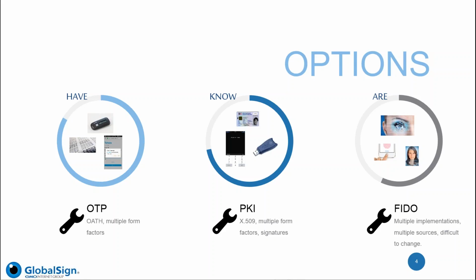Then when we go to something that you are, we talk about biometrics. And the proliferation of fingerprint scanners in mobile phones has in recent years brought biometric authentication to the masses. Besides fingerprints, there are implementations for facial recognition, iris scans, blood vessel patterns, and even heart rate pattern recognition.